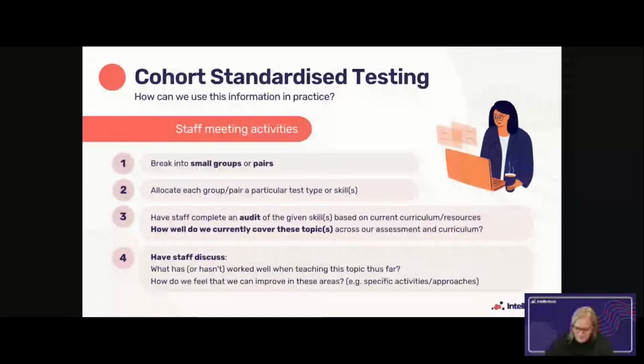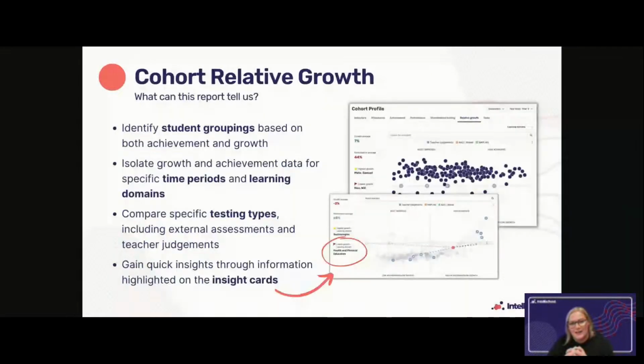Okay, now we are going to move on to cohort relative growth at this point. So this chart, again, lots of opportunities for discussion. I think the data is there to tell a story, but what's really important is for us to then, together as a teaching team, take it and unpack it. So what it will allow us to do is to identify student groupings based on both achievement and growth.